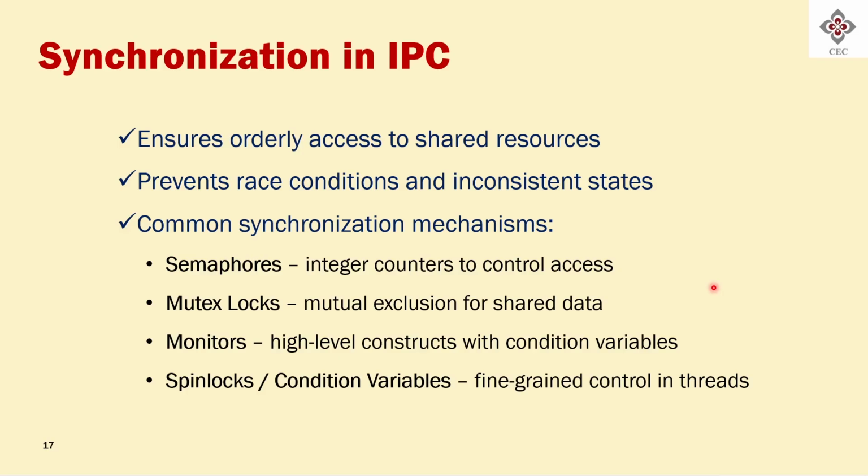The next is monitors. These are all high-level concepts with condition variables. By checking conditions, we can ensure that the shared variable is accessed in a mutually exclusive way by the processes. And if you go deeper, there are fine-grained controls using techniques like spin locks. These are mainly used in threading concepts in executing processes, which we will discuss separately in a topic exclusively. It comes under threads and synchronization mechanisms.